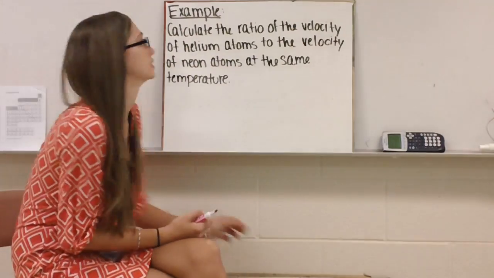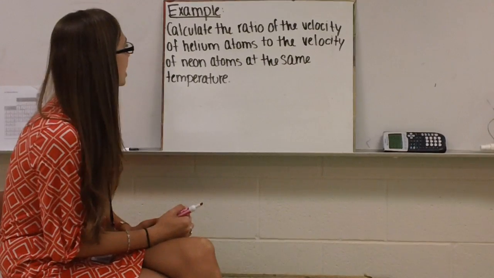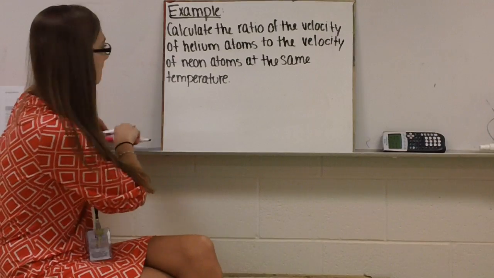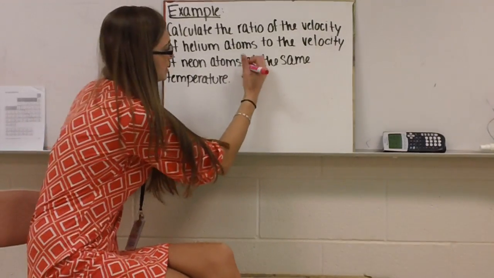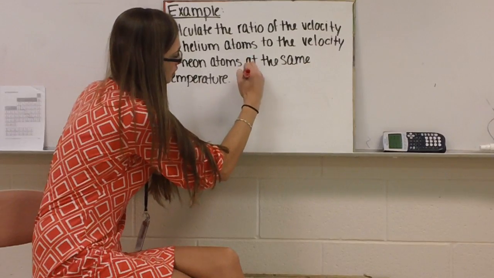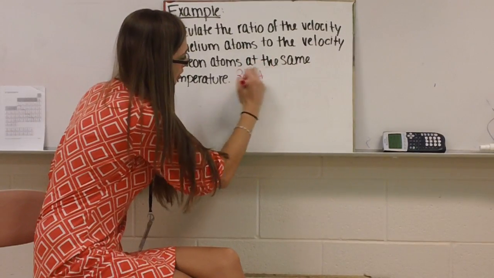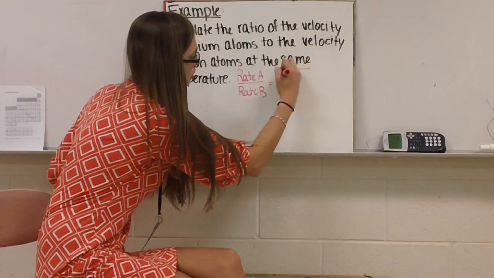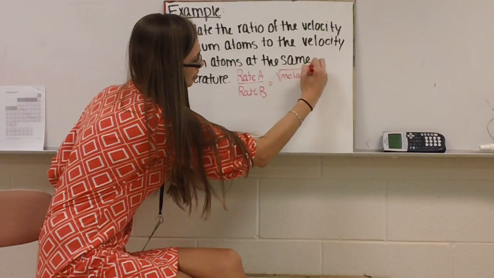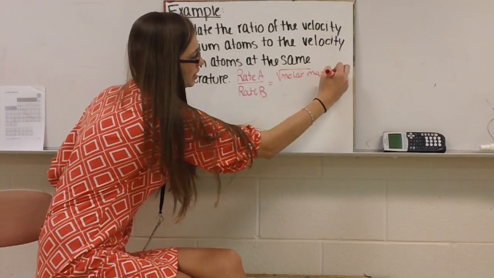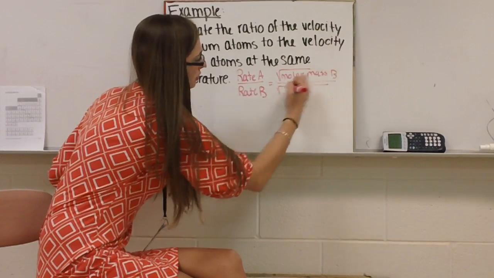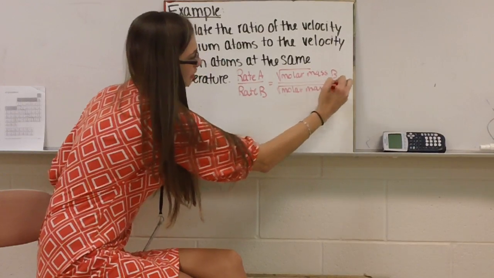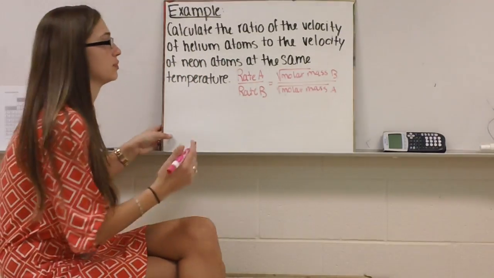So let's try a practice problem with this. Calculate the ratio of the velocity of helium atoms to the velocity of neon atoms at the same temperature. So we said that our equation was rate A over rate B is equal to the molar mass of B over the molar mass of A. So we know how to find molar mass, so this shouldn't be bad.